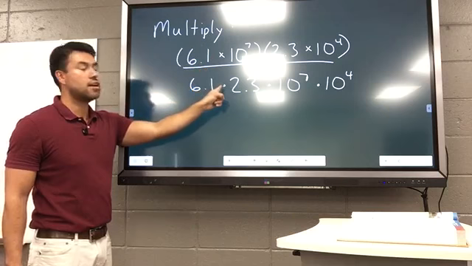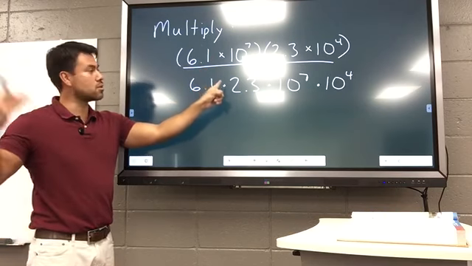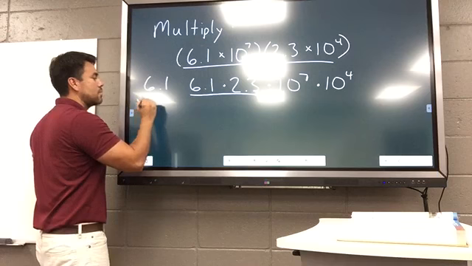Okay, but anyway, are you guys okay with me or the book switching from an X for multiplication to a dot for multiplication? Yeah, you should be comfortable. It's still multiplication. All right, so here, what's 6.1 times 2.3?